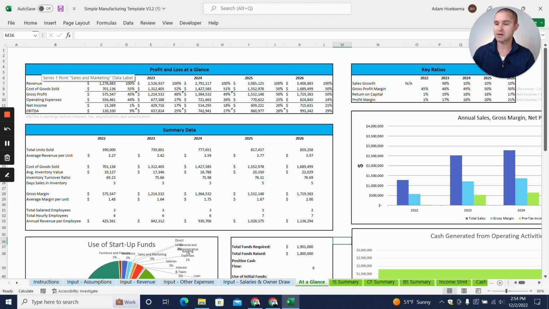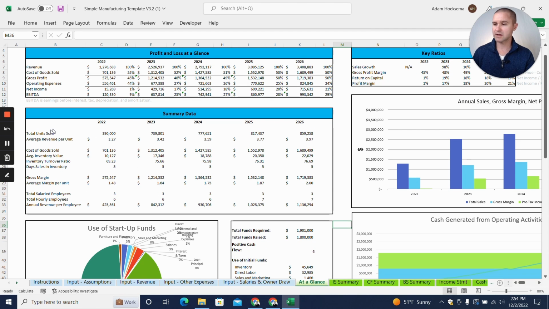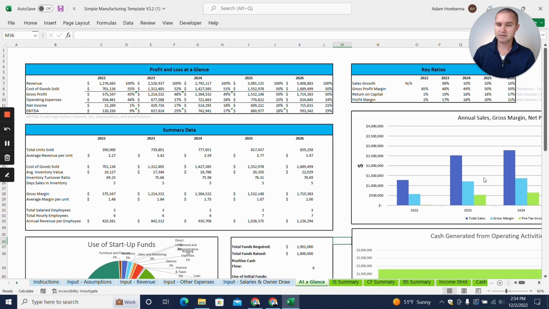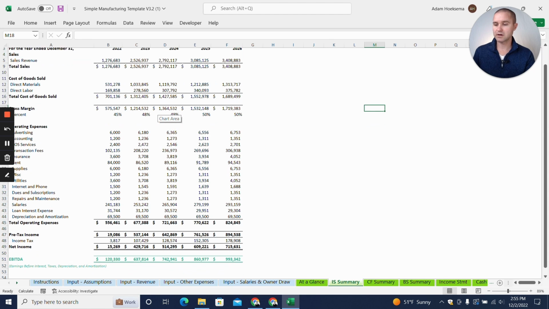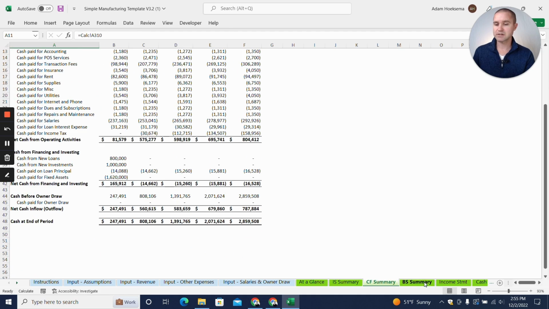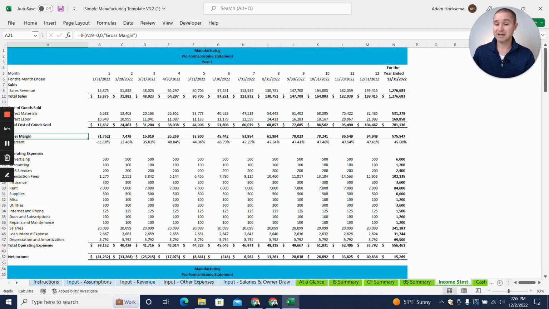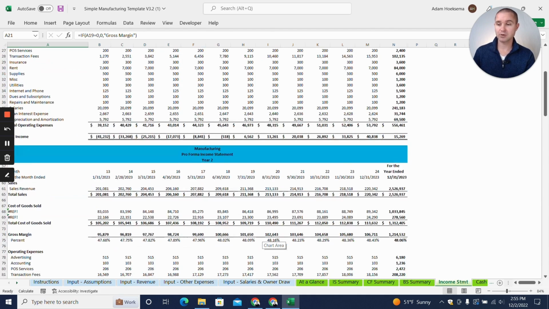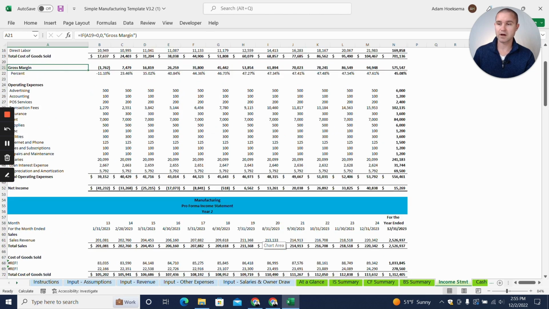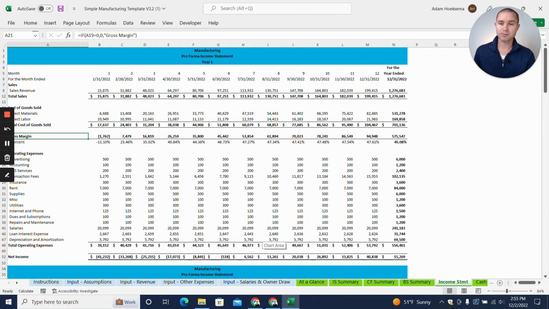We'll see a profit and loss at a glance, and some key summary data like number of units sold, your cost of goods sold, inventory turnover ratio, and days sales in inventory. So some key manufacturing ratios and numbers that you're going to want to know. Use of startup funds, some different graphs and charts and key ratios. You'll also get a 5-year income statement summary, 5-year cash flow summary, 5-year balance sheet summary, and then the income statement, cash flow, and balance sheet all broken down by month for each of the 5 years as well. So you get that annual summary, but also the monthly detail if you need it.